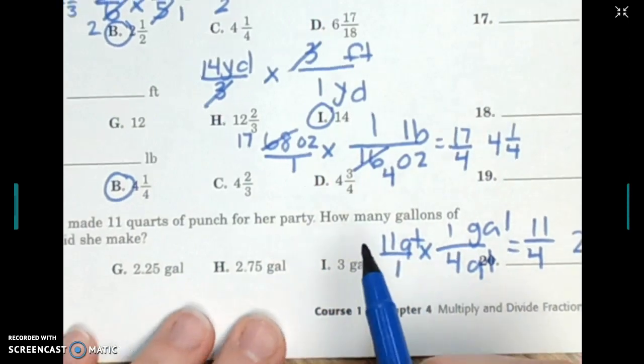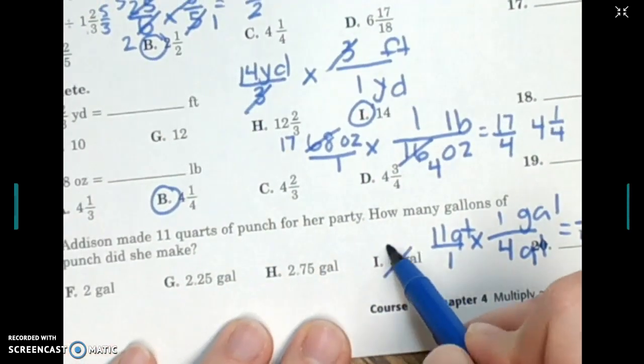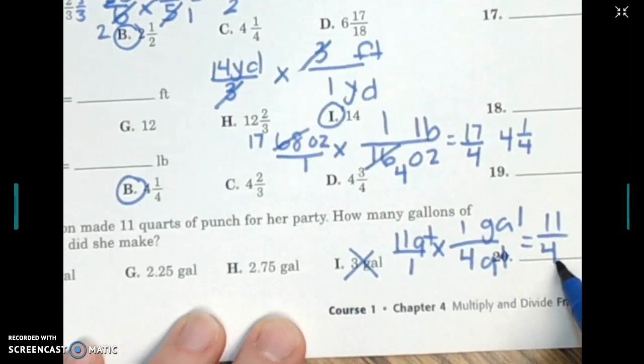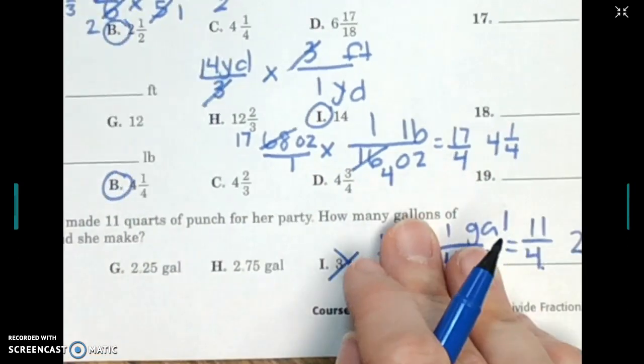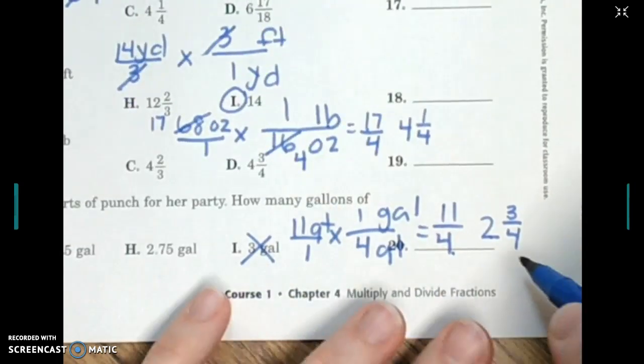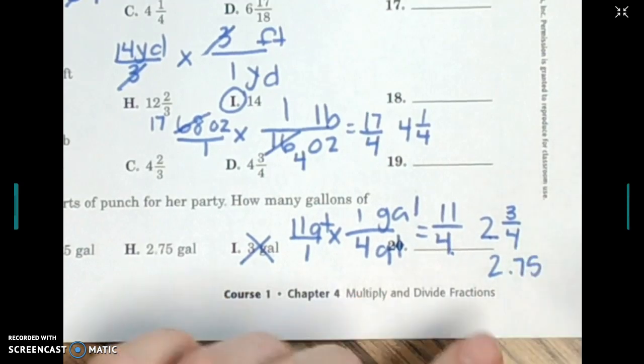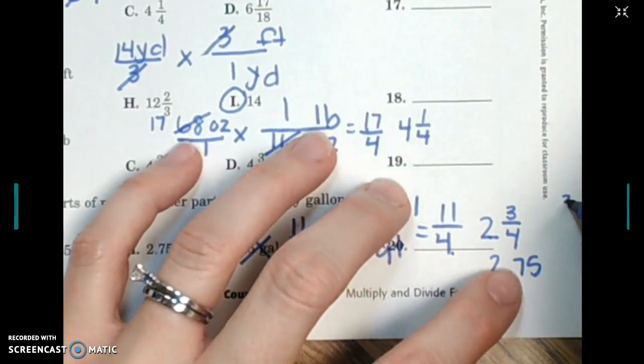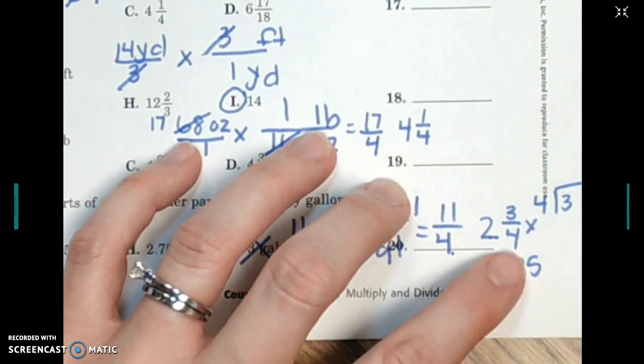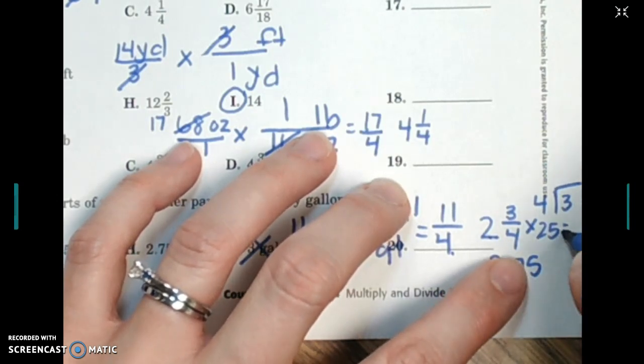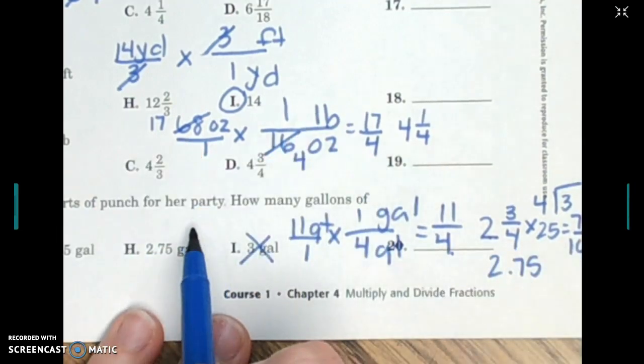twice. So if you're looking down here, you know you can already cross this one off. So 4, that's 8, 9, 10, 11, so 3/4. Some of you know already that that is 2.75. If not, you're going to have to take that 3/4 and divide it to get the decimal, or you can multiply by 25 to get it over a place value number. So your answer is H.